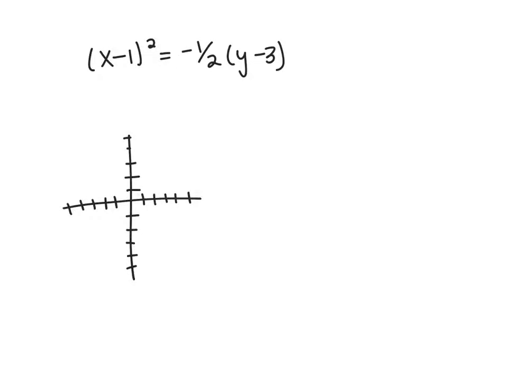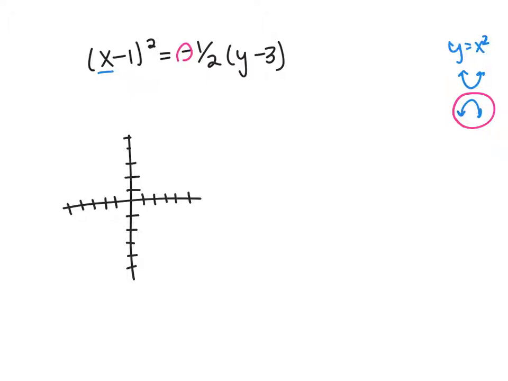Okay, to graph this, first we need to figure out if it's horizontal or vertical. Since x is our square term, remember y equals x squared, which we've learned for the past couple years, it's our opening up and down parabola, so we know it's going to be vertical. And then since we have this negative in there, we know it's going to open down.